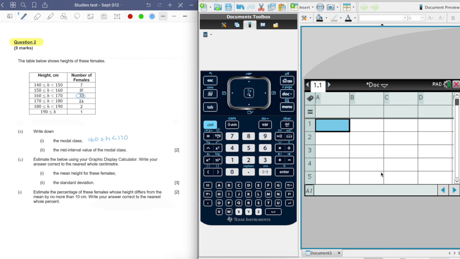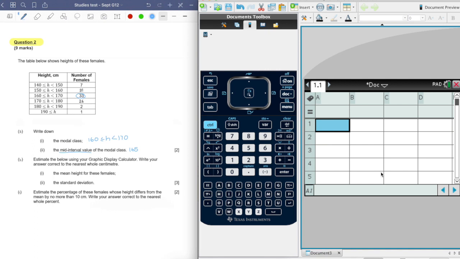The next one is asking for the mid-interval value of the modal class. So mid-interval value just means the midpoint. So the midpoint between 160 and 170 is 165. And the chances are that they've asked us that because we're going to need to use it in a second.